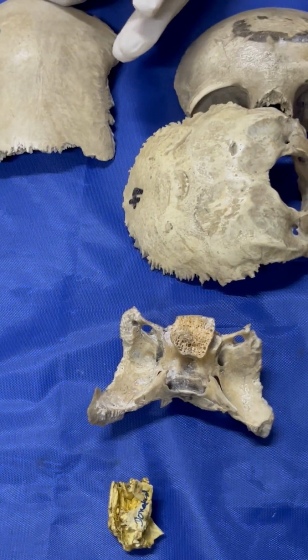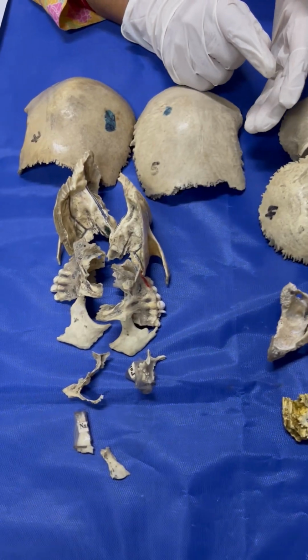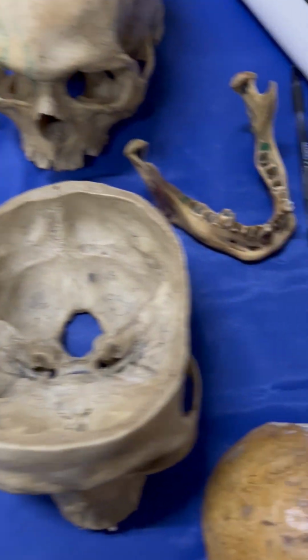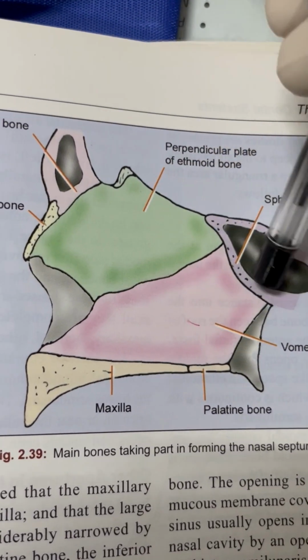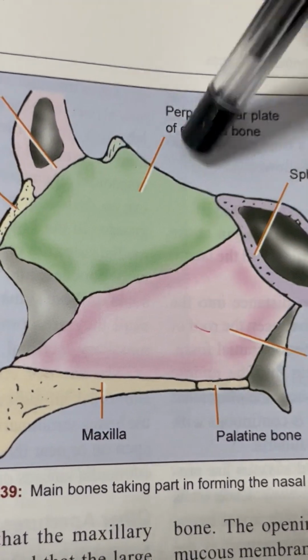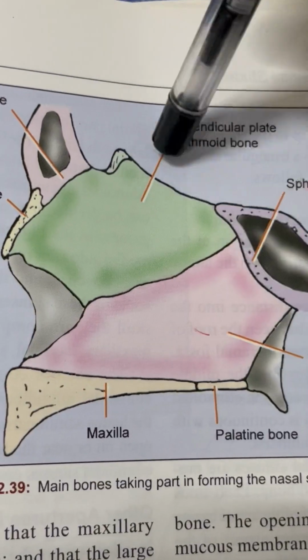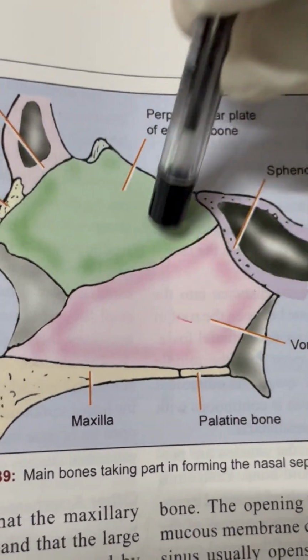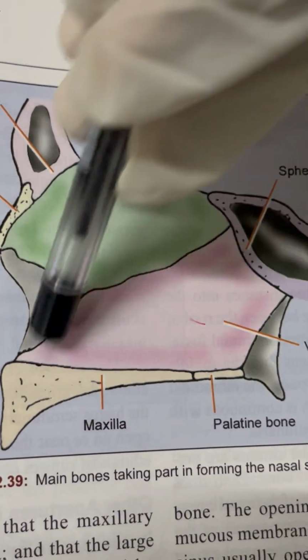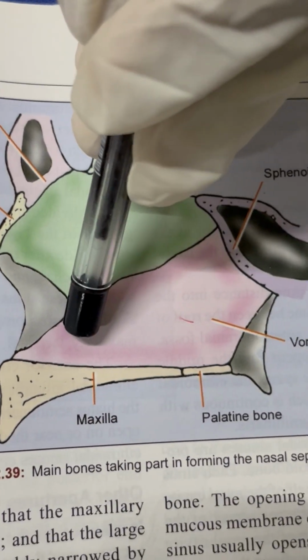And one more bone, that is the vomer. You can see this in the diagram because we don't have the vomer here. So this is the vomer bone, which forms the medial wall of the nasal cavity. So this is the vomer bone, which is an unpaired bone.